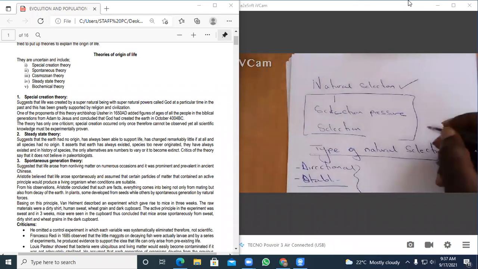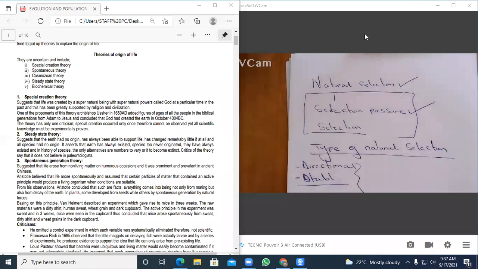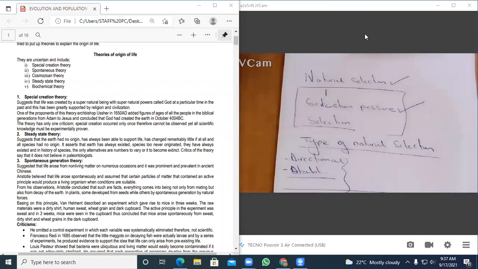We said natural selection comes as a result of selection pressure, whereby selection pressure is a particular factor existing in an environment, or a particular factor existing in a population, which determines the survival of an individual. That is what we said about selection pressure.